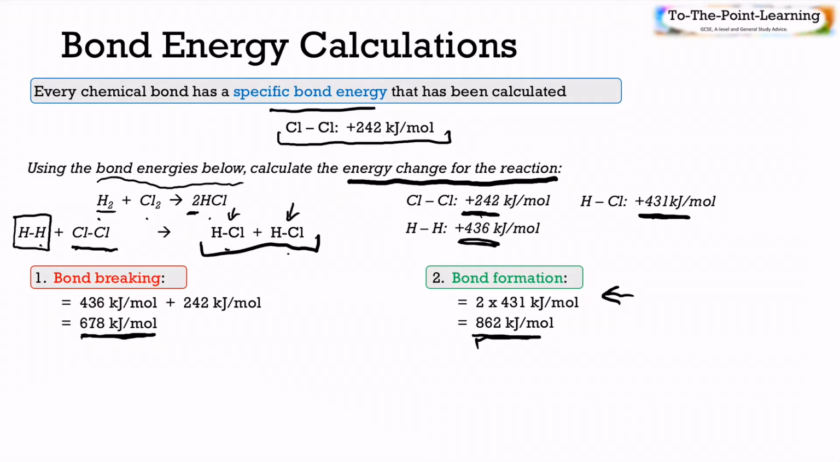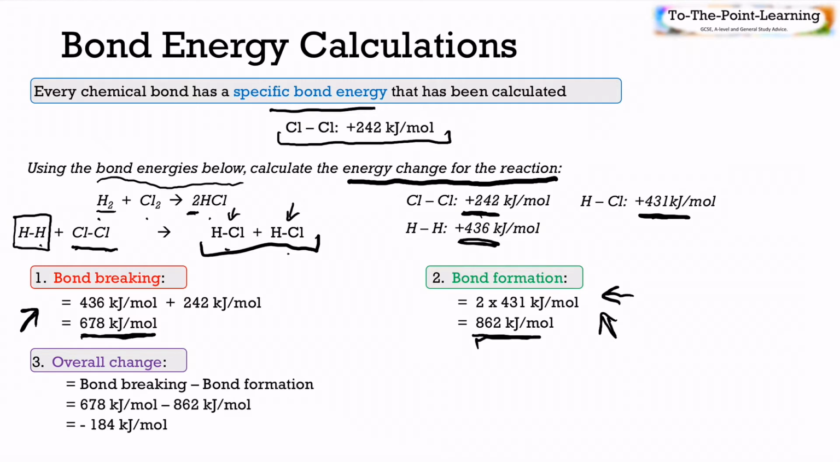Now remember, bond breaking requires heat. It's an endothermic process. And bond formation is an exothermic process. It gives out heat. So to calculate the overall change, we have to take the bond breaking energy and subtract the bond formation energy. So we do 678 kilojoules per mole minus 862 kilojoules per mole. And that gives us this answer here. And the negative sign tells us that this is in fact an exothermic reaction.